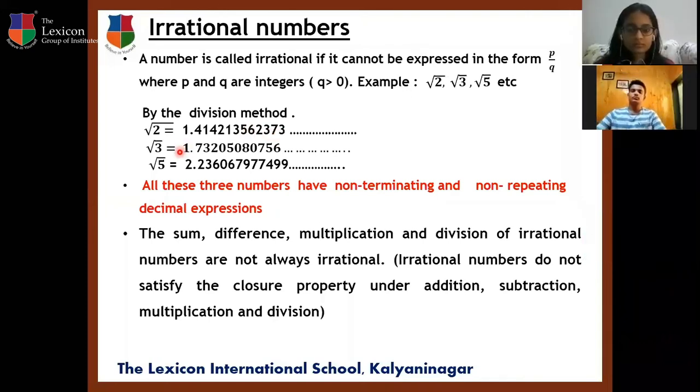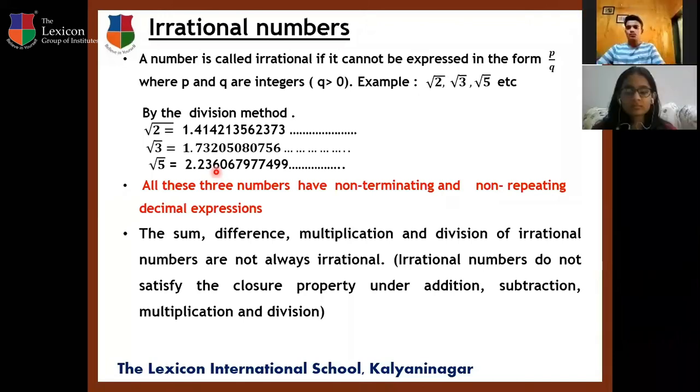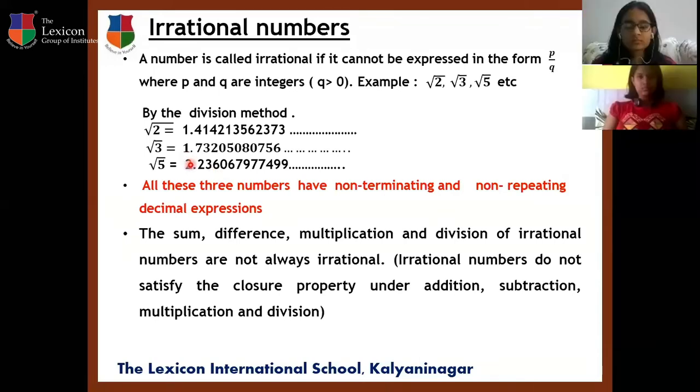Root 3 also, in this way, will not be repeating and non-terminating, and root 5, and so many others. Why is root 4 not given here? Because root 1 is not given, because root 1 is equal to 1. That's a rational number. So don't think all square roots are irrational. Root 1 is rational, root 4 is rational, the same way root 9 is also rational. So while defining, we can say that the square roots of non-perfect squares are irrational numbers.